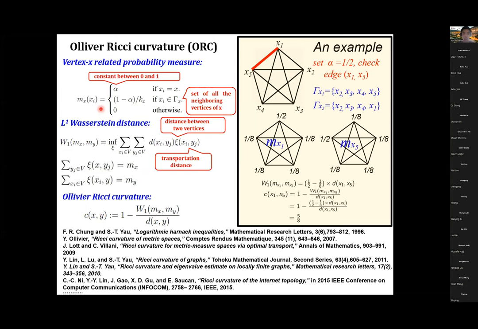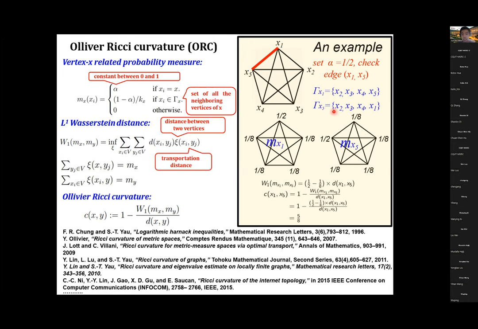So we have this alpha probability, whereby this alpha of the mass will not be distributed to its neighbors and will stay with the vertex X. And using this distribution, we can compute this Wasserstein distance between the mass of two vertices. Effectively, this is trying to find the minimum transportation distance that can balance the mass between the two vertices.